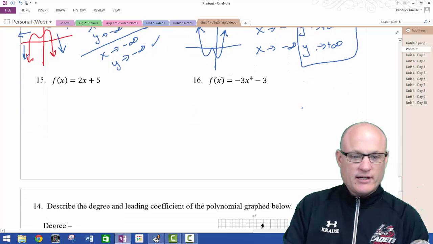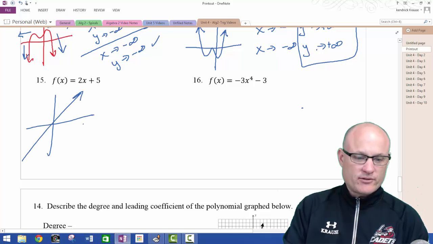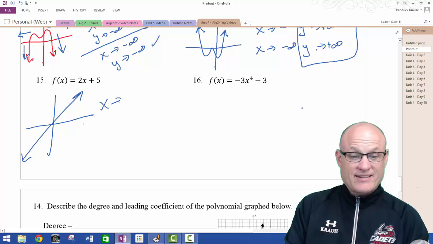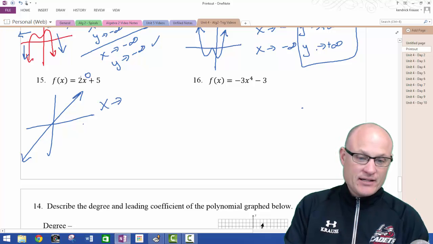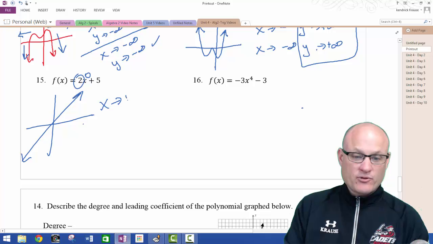All right, let's see what we got here. Oh, man, come on. It's a line. Positive line. Boom, going up like this. So it's x, and it's an odd. Notice it's an odd, and it's positive. So as x approaches positive infinity, y approaches positive infinity.